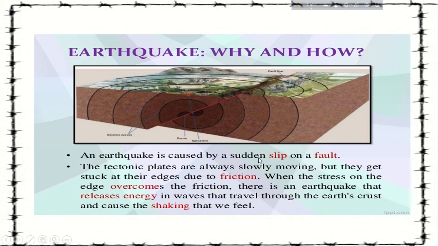An earthquake is caused by a sudden slip on a fault. Due to plate tectonic theory, the plates are moving and sometimes they dislocate from one another, and sometimes they come in contact with one another. At that time the fault occurs. The tectonic plates are always slowly moving, but they get stuck at their edges due to friction. When the stress on the edge overcomes the friction, there is an earthquake that releases energy in waves that travel through the earth's crust and cause the shaking, jolt or vibration that we feel, and that is the earthquake.